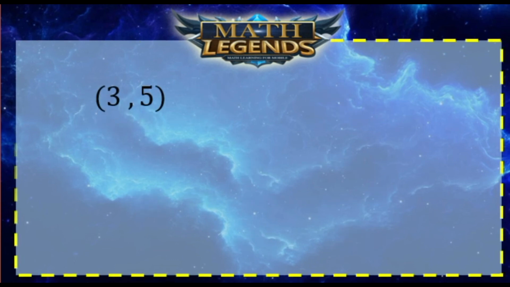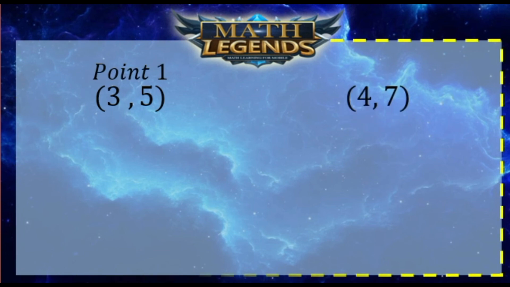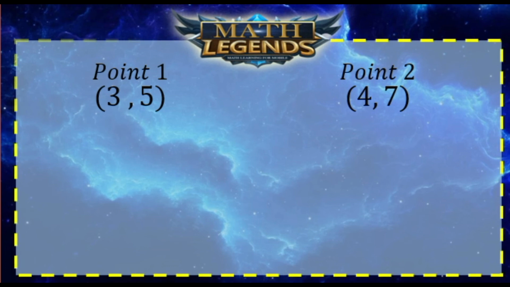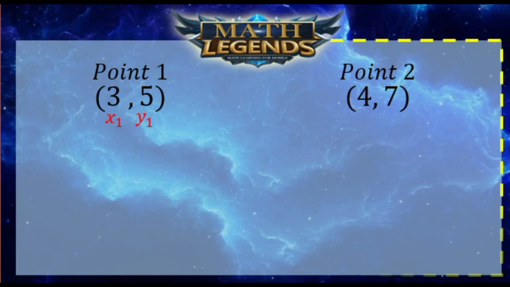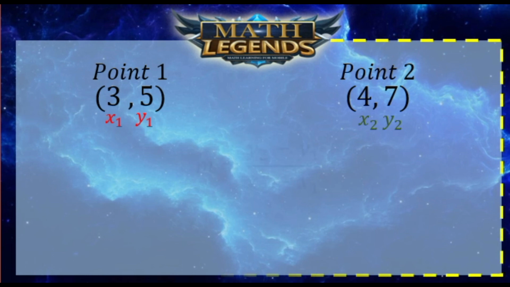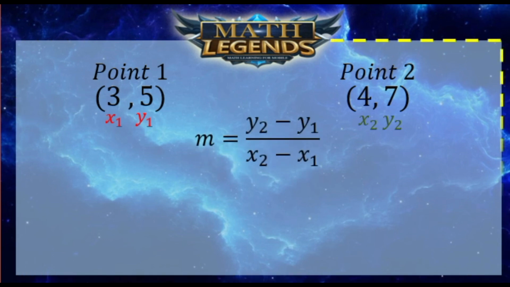Now, given the 2 points, (3, 5), which is point 1, and (4, 7), which is point 2, we're just going to label those points. We have here x sub 1, which is 3, and y sub 1, which is 5, because it is point 1. We have x sub 2, that is 4, and y sub 2, that is 7, because it is point 2. Given this, let us substitute it in our formula.